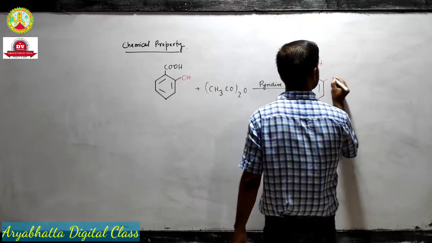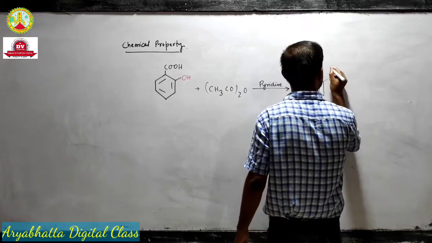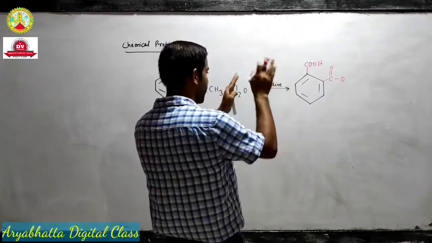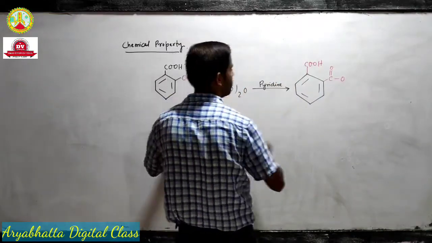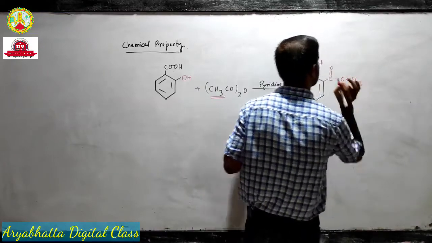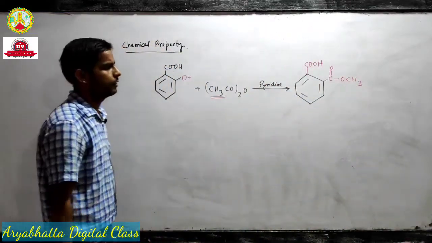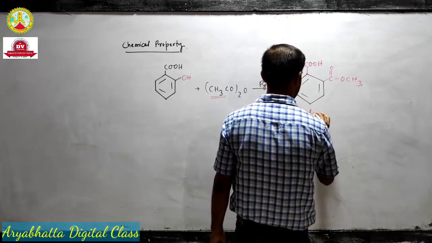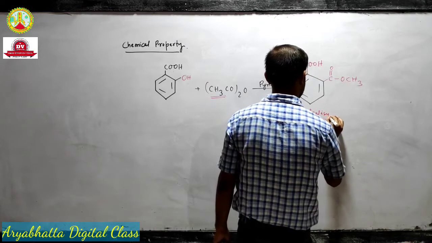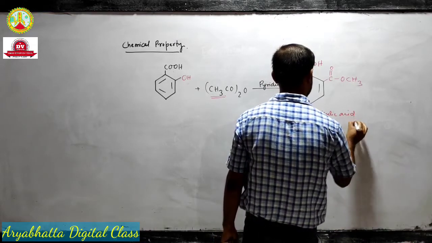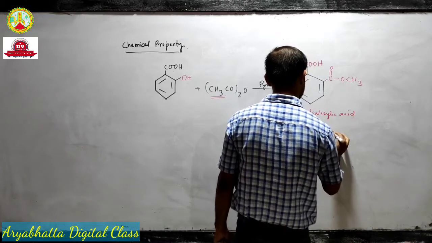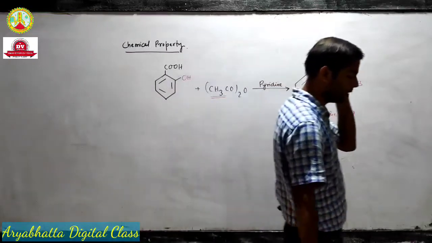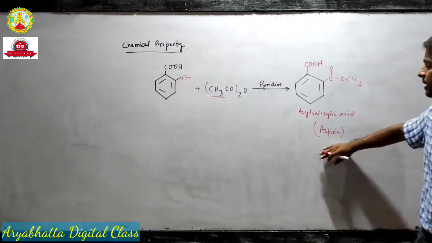So this part will change to the R dash. In the general reaction we write it as R dash. So this is the R dash, CH3. Okay, so this is the product and this is called acetyl salicylic acid or aspirin. You know aspirin? Aspirin is a very good analgesic. It's very widely used as medicine.